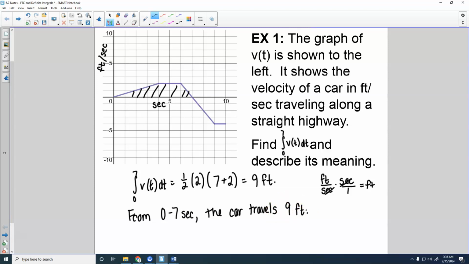It does not mean it is at 9 feet, because maybe it started at 12 feet, and then it added 9 more to it, right? But it traveled a distance of 9 feet. It is okay to say that it traveled a distance of 9 feet here, because what direction was it going in? It was going in the positive direction the whole time, right? So, however far it traveled is how far that it went. Now, we're going to see something different here in a second.